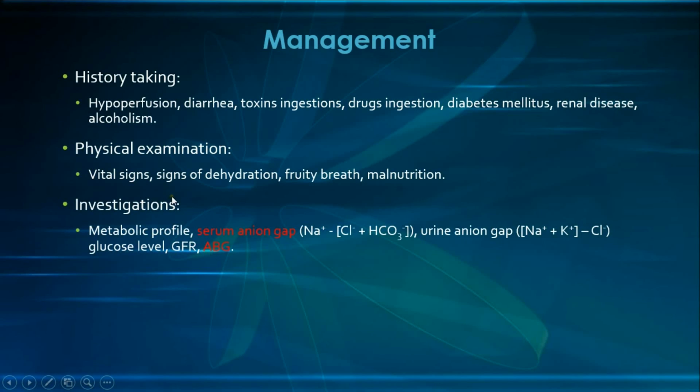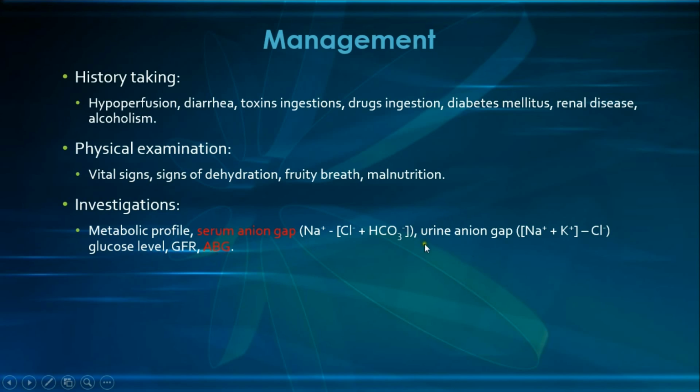And then we move to the investigations, and we start with the metabolic profile, specifically for the potassium levels and the sodium levels, and then we calculate the serum anion gap using the following formula, which helps us differentiate, is this a normal anion gap metabolic acidosis or a high anion gap metabolic acidosis.